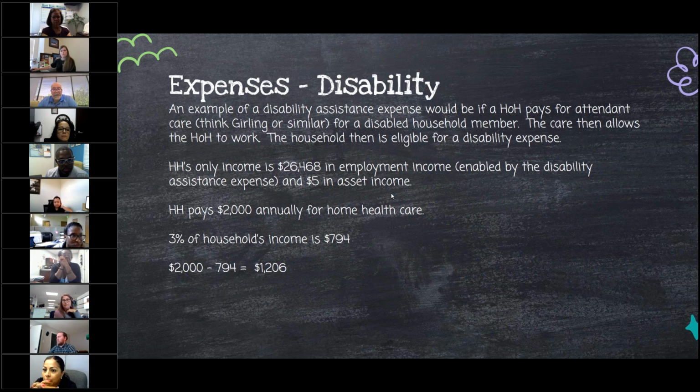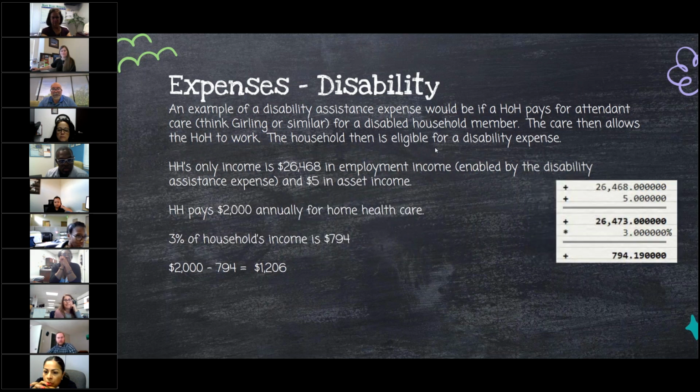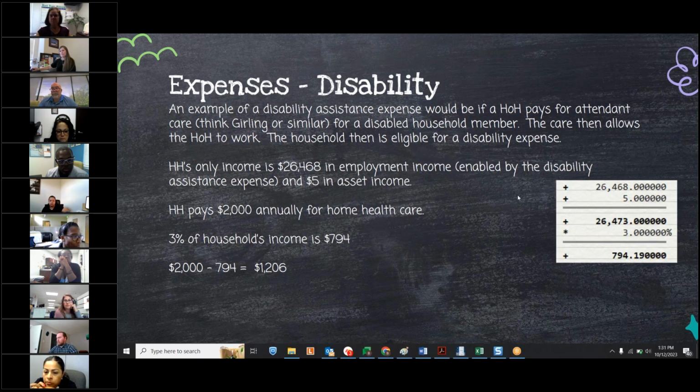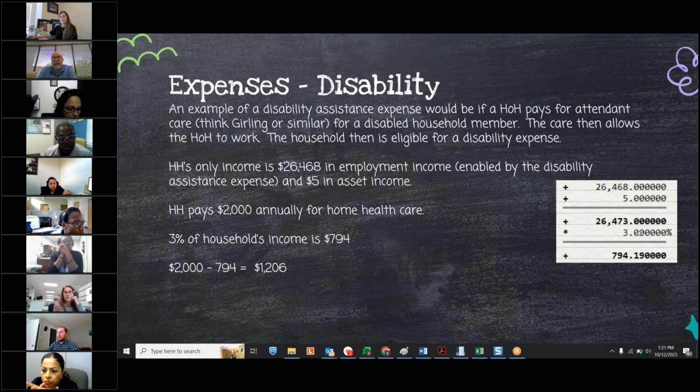All right. I think this is everything I just said before. So, for example, again, if I'm paying for attendant care, which would be like a sitter or something similar to that, and that care then allows me to go to work, the income we looked at earlier is $26,468.